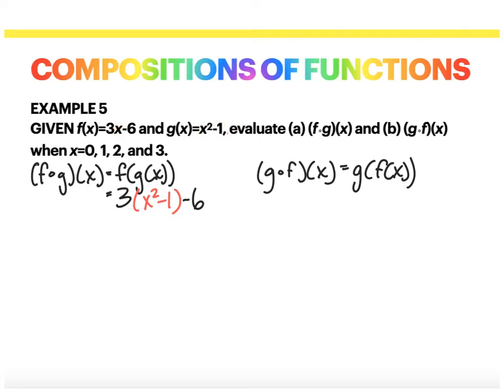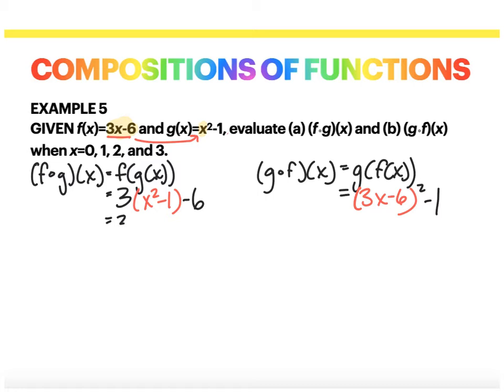So the function we have to substitute in is f, and we substitute that in for x in the g function. So this becomes (3x minus 6) squared minus 1. So notice that we just took this and substituted it in here. And now we need to simplify each one.